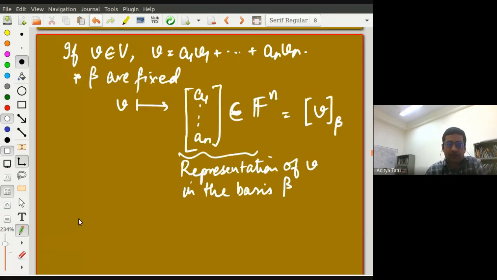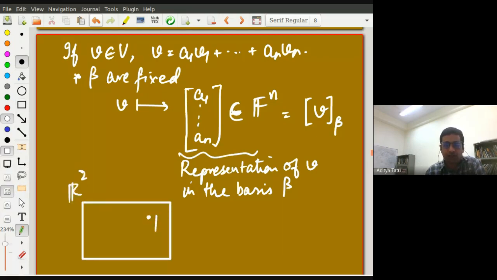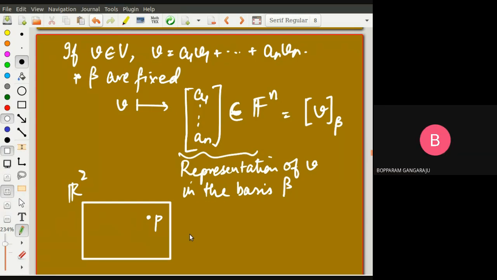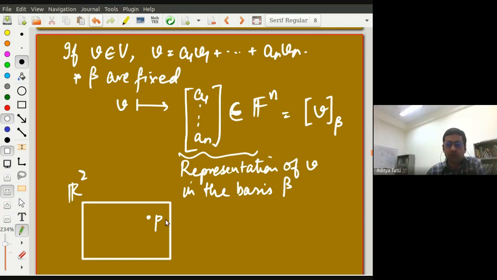Let's say this is my R2. If I want to convey the location of a point P in R2, how do I do that? Two coordinates, x and y. Two coordinates, or two numbers at least, right? Remember, these two numbers are not the point. It is a representation.